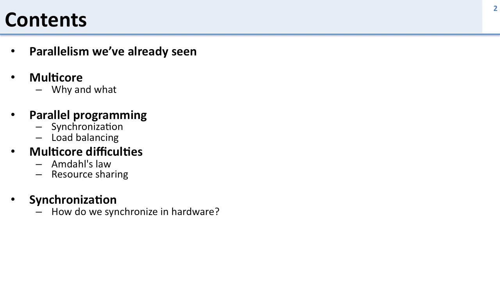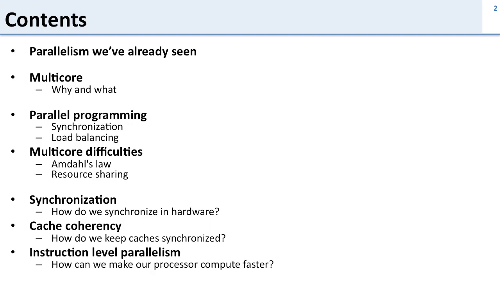We're then going to talk about some directly computer architecture related issues for parallelism. The first one is synchronization. How do we synchronize parallel things in hardware? That is, if we have two programs running at the same time, how do we synchronize them so that they don't mess up each other? We're then going to talk about cache coherency, which is how do we keep multiple parallel caches synchronized? And then finally, we're going to talk about parallelism at the instruction level. So how can we make our processors run faster by doing instructions in parallel?